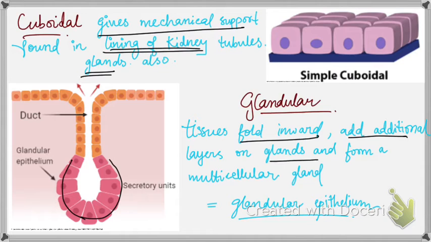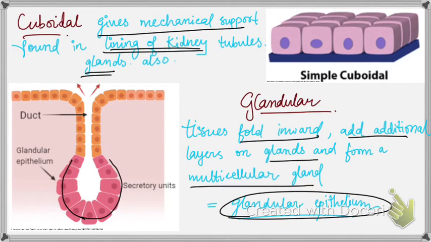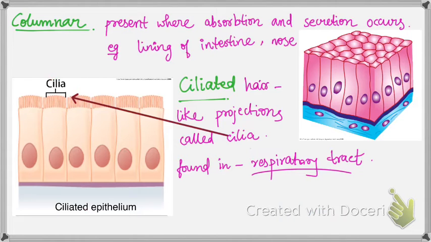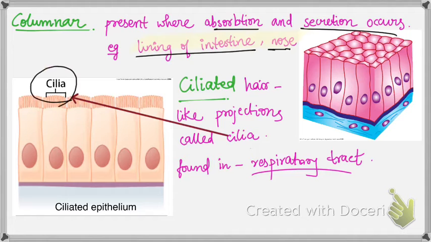Now we'll see columnar epithelium, where absorption and secretion occur. Columnar epithelium is present, for example, in the lining of the intestine or in our nose. If this columnar epithelium has hair-like projections called cilia, then it is called ciliated epithelium, and it is present in our respiratory tract, etc. You can refer to all the pictures at the side so that you can get a clear view and understand it better.